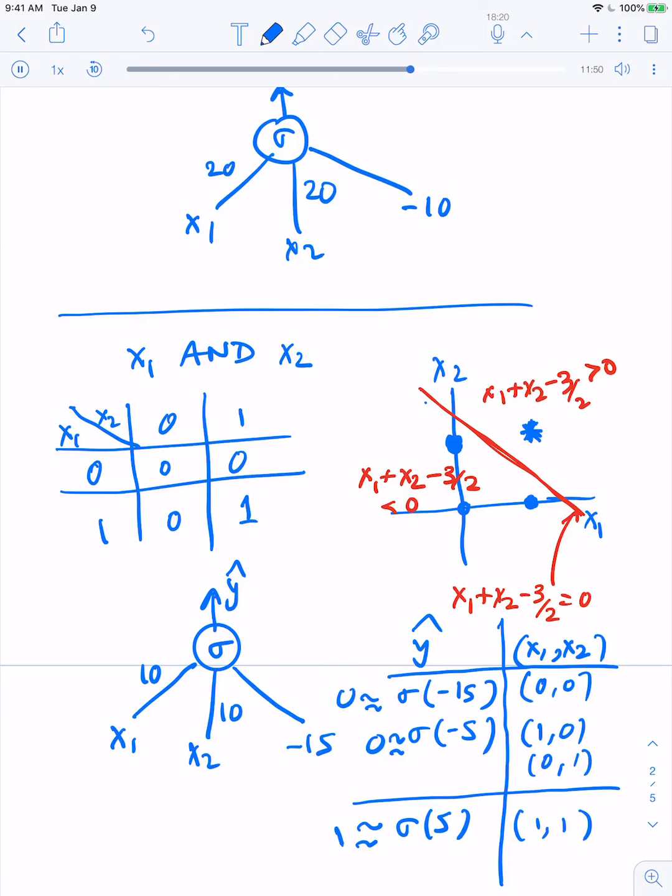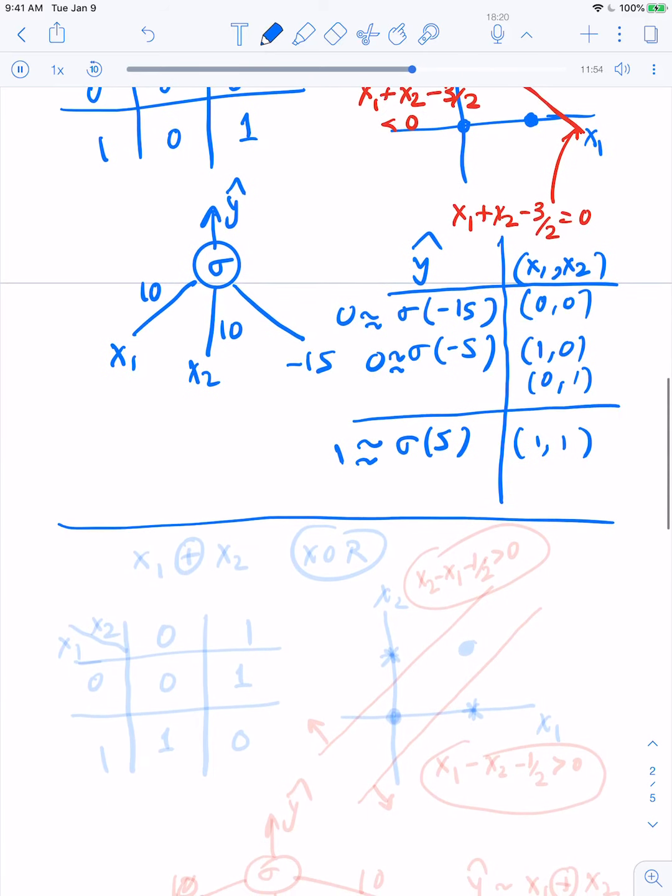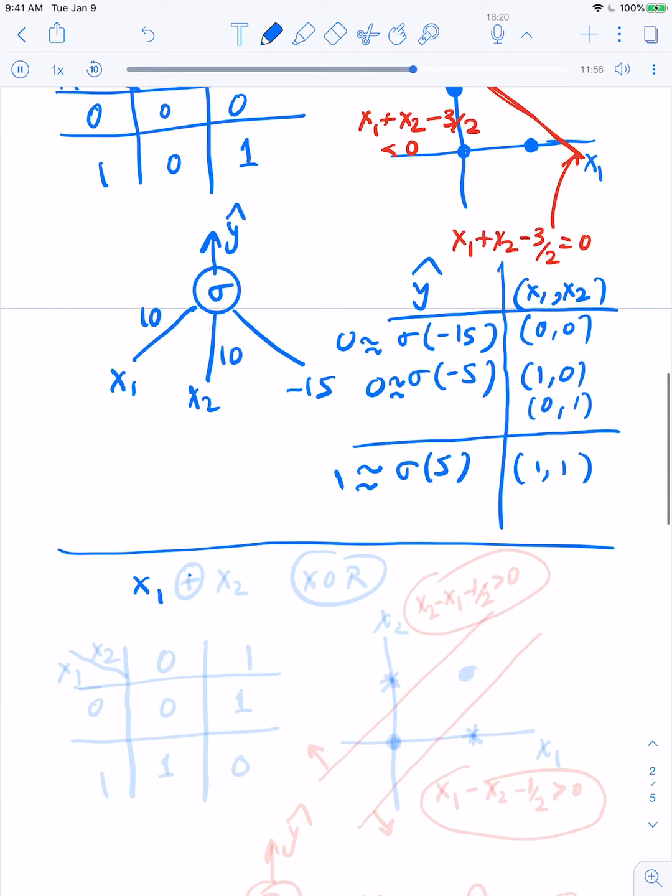Now let's take another, somewhat more complicated example, as it turns out, and that's x1 XOR x2. So XOR means it's 1 when exactly one of them is equal to 1, and 0 when they agree in sign. So let's write down the truth table for that.